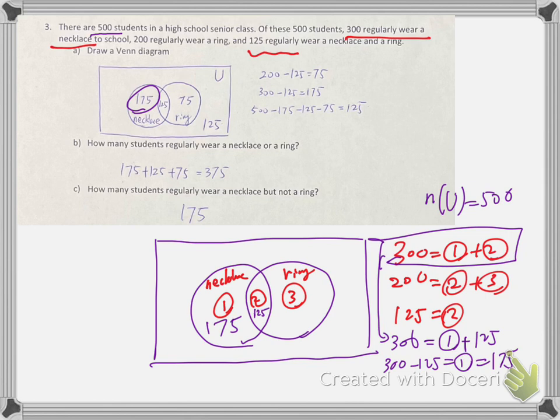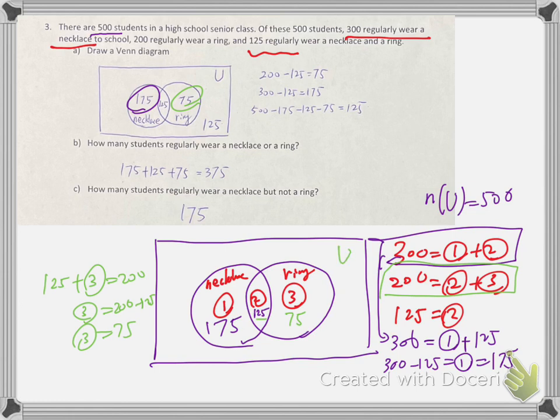So for 200, the ring, right? 200 is part 2 plus part 3, and part 2 is 125. So 125 plus part 3 will be 200. So part 3 will be 200 minus 125. So part 3 is 75. Okay, now we know these 3 parts. Part 1 is 175, part 2 is 125, part 3 is 75.